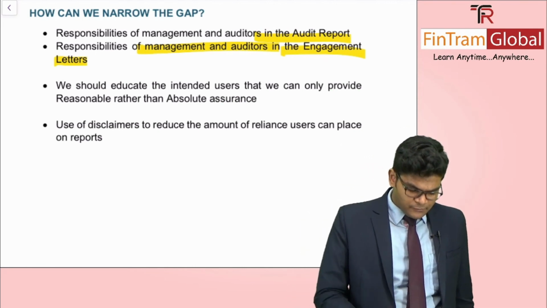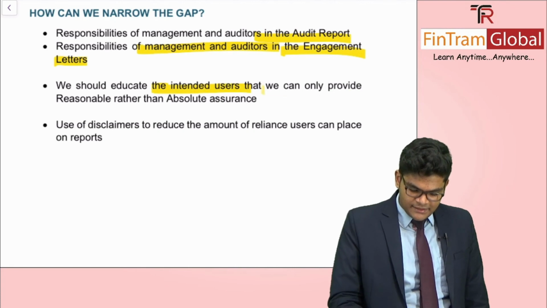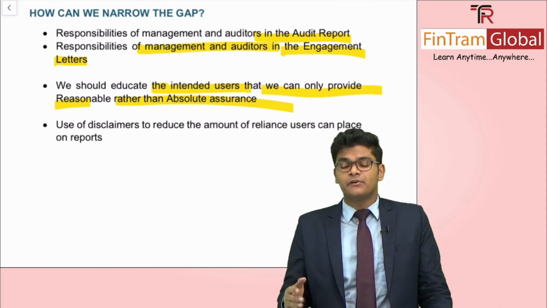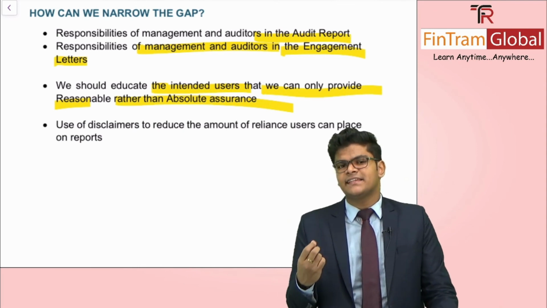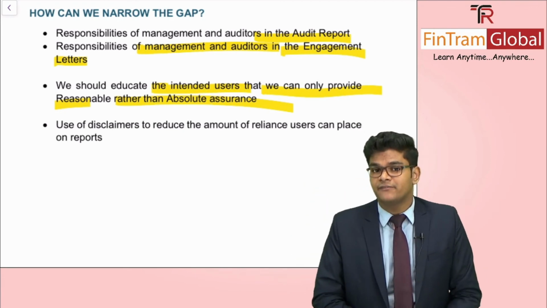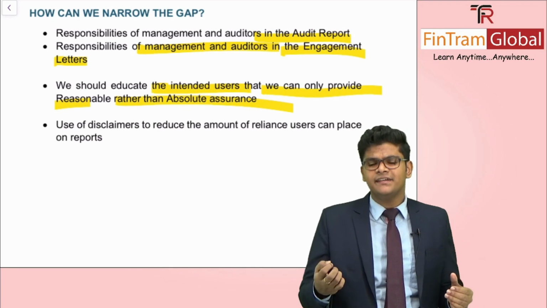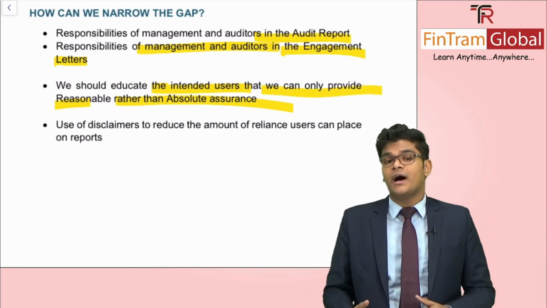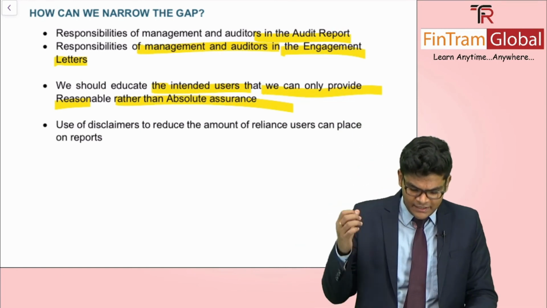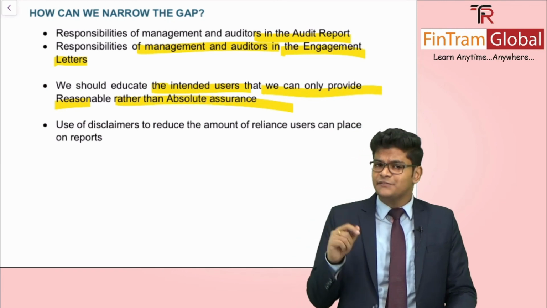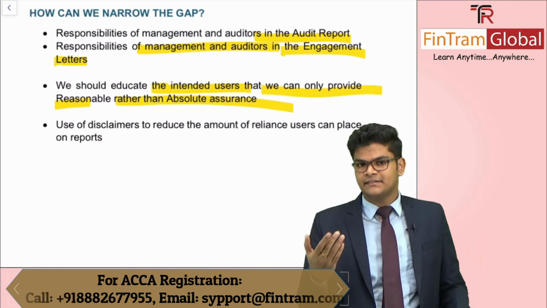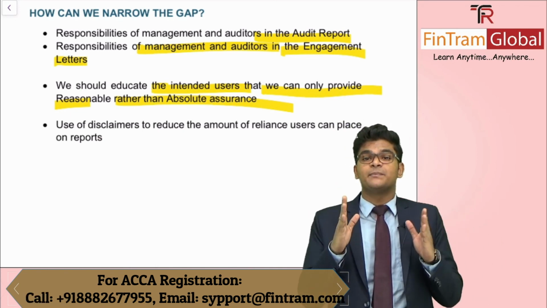What else? We should educate the intended users that we can only provide reasonable rather than absolute assurance. The general public or the intended users might think that the auditors provide a 100% guarantee that the financial statements provide a true and fair view, isn't it? However, is that the reality? No, not really. The auditors can only provide a reasonable assurance, which is less than 100%. Okay, folks, there is always an inherent risk there, and this particular aspect should be educated to the intended users. That's another method through which we can reduce the expectation gap.